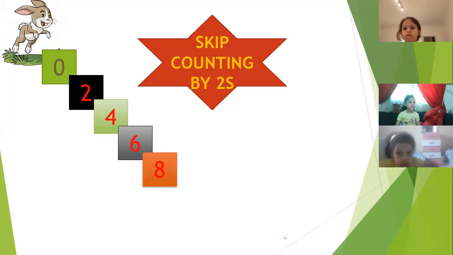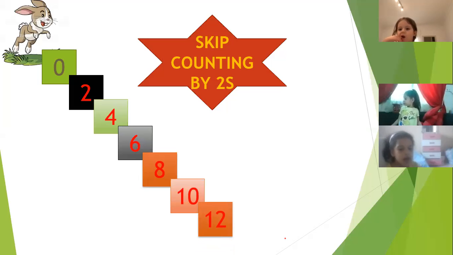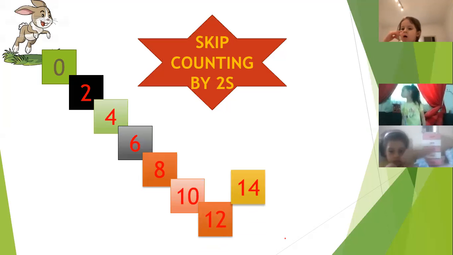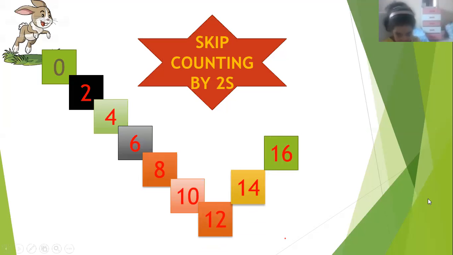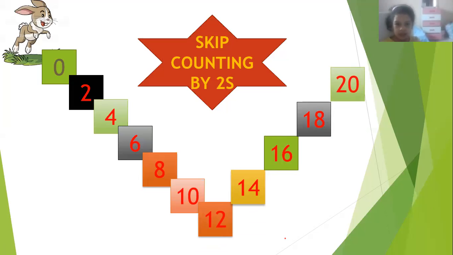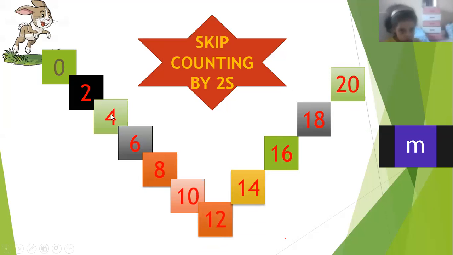0, 2, 4, 6. Then? 8. Then? 10. Then? 12. Then? 14. Yes, Maria, yes. 16. 18. 20. Yes, excellent. Again, KG. 0, 2, 4, 6, 8, 10, 12, 14, 16, 18, 20. Okay, easy till now?